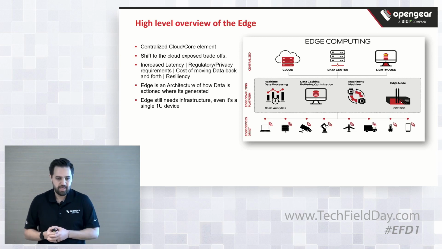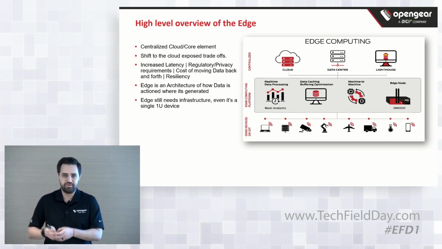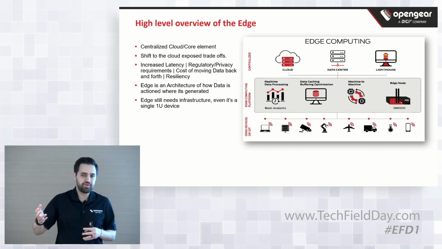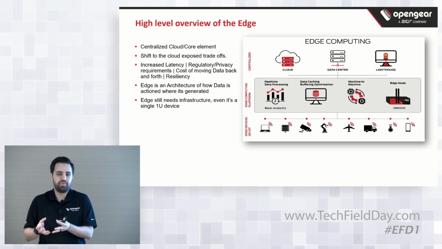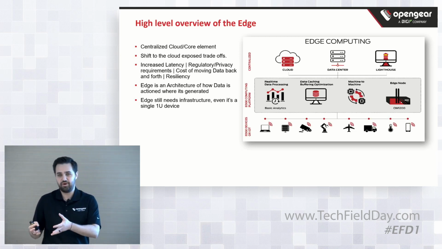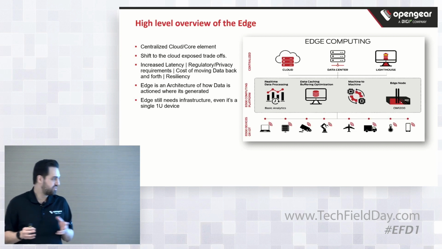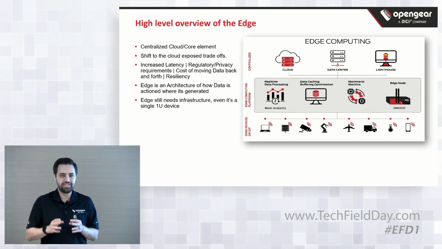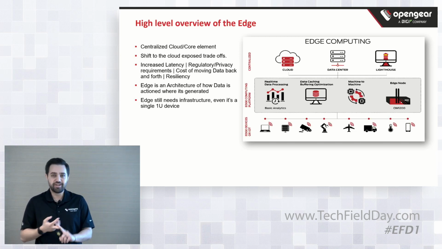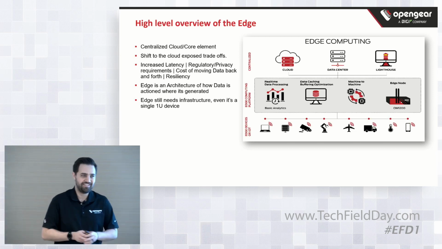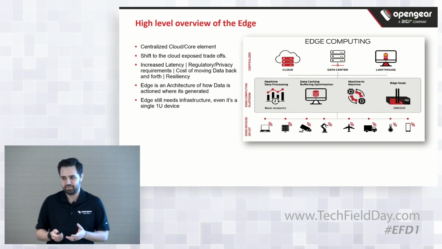And obviously, edge is essentially an architecture of how data is actioned where it's generated. So whether it's on a computer or on a robot, as the data is generated, what do we do with that data? Do we send it all the way to the core? Do we secure it on premises? How is that treated? And then edge, regardless of how many devices you have, you still need some kind of infrastructure, whether it's a router, a switch, a simple 1U NUC that's sitting there, or even a table NUC that's doing your calculation. So it's important to remember that regardless, you need infrastructure at the edge.